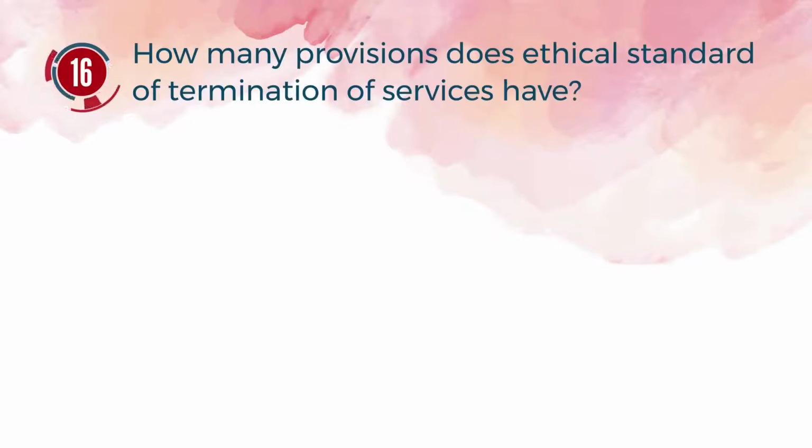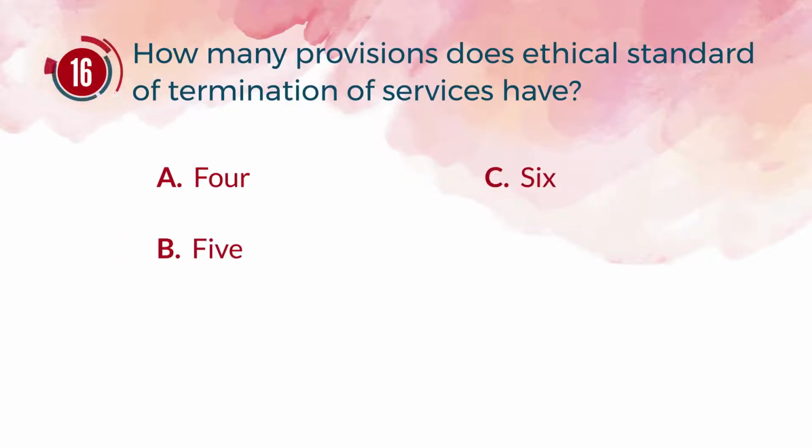Number 16. How many provisions does Ethical Standard of Termination of Services have? A. 4. B. 5. C. 6. D. 7. The answer is C. 6.